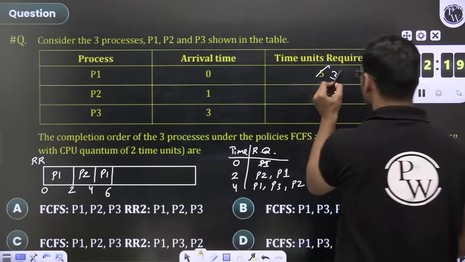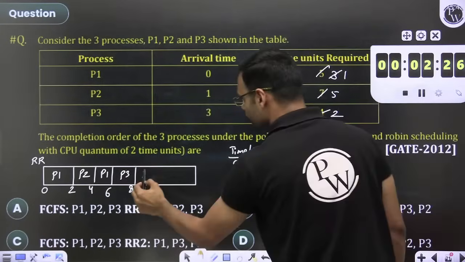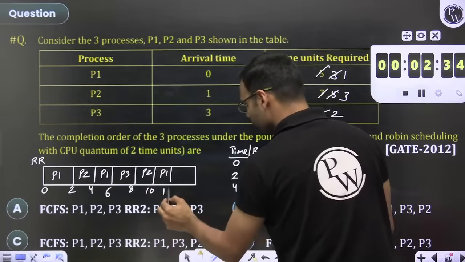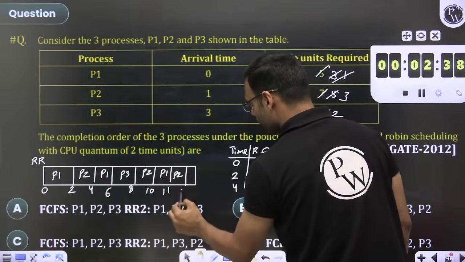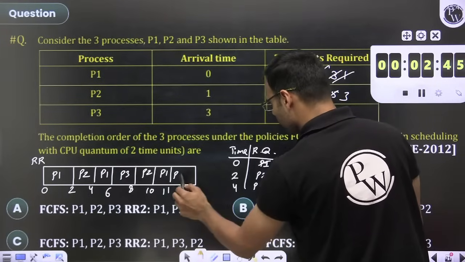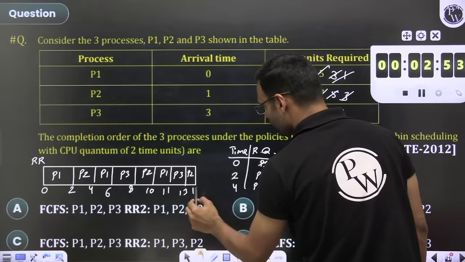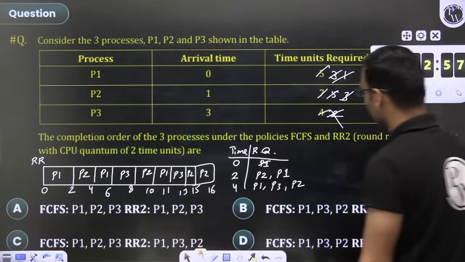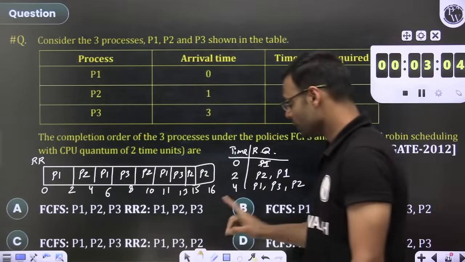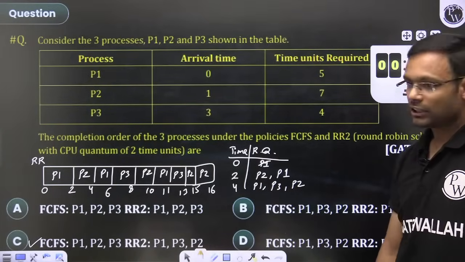P1 till 6, remaining is 1. Then P3 till 8, remaining is 2. Then P2 till 10, remaining is 3. Then P1 till 11, P1 completed. Then P3 till 13, completed. Then P2 for 2 units till 15, and one more unit till 16. Like this, processes finish first P1, then P3, then P2: 1, 3, 2. This option C looks correct. FCFS is P1, P2, P3; RR, round robin, is P1, then 3, then 2.